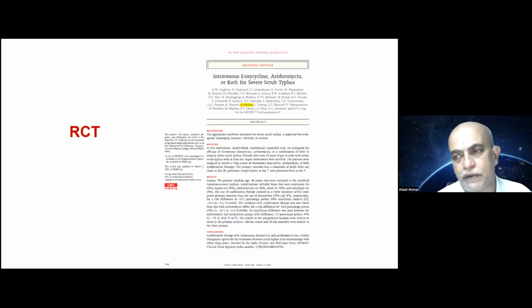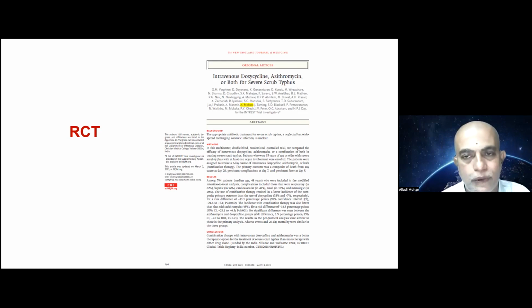So I will address some of these questions with regard to applicability using one of our recent publications, which came in the New England Journal of Medicine in March 2023. This was the INTEREST trial. The INTEREST trial, as I said, was funded by the India Alliance and the Wellcome Trust. It was registered in the CTRI, Clinical Trials Registry of India. And it is a randomized controlled trial: intravenous doxycycline versus azithromycin versus both for severe scrub typhus.